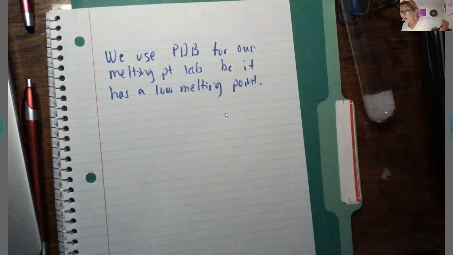Or I can show you this big giant book that I have in my classroom, and it's called the Handbook of Chemistry and Physics. And you can find all sorts of information about every compound known in the world in that book, or you can Google it.